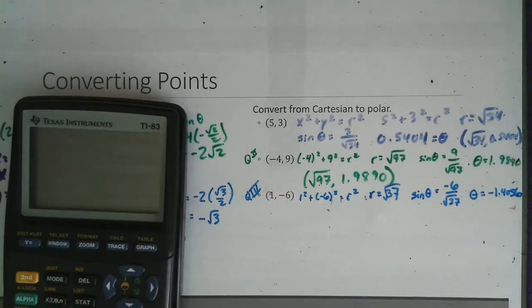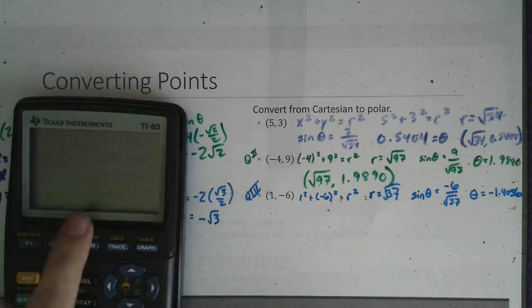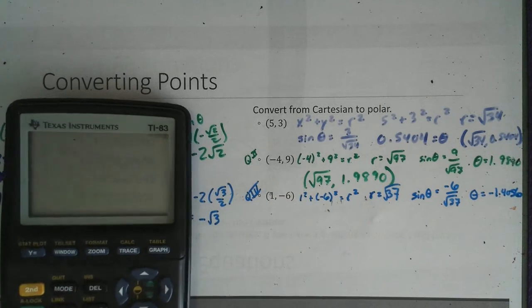That's a negative angle, but that's okay. We can use a negative angle. If for some reason they don't want a negative angle, you can add 2 pi to this, and it'll give you the positive version of that angle. It ends up in the same place.